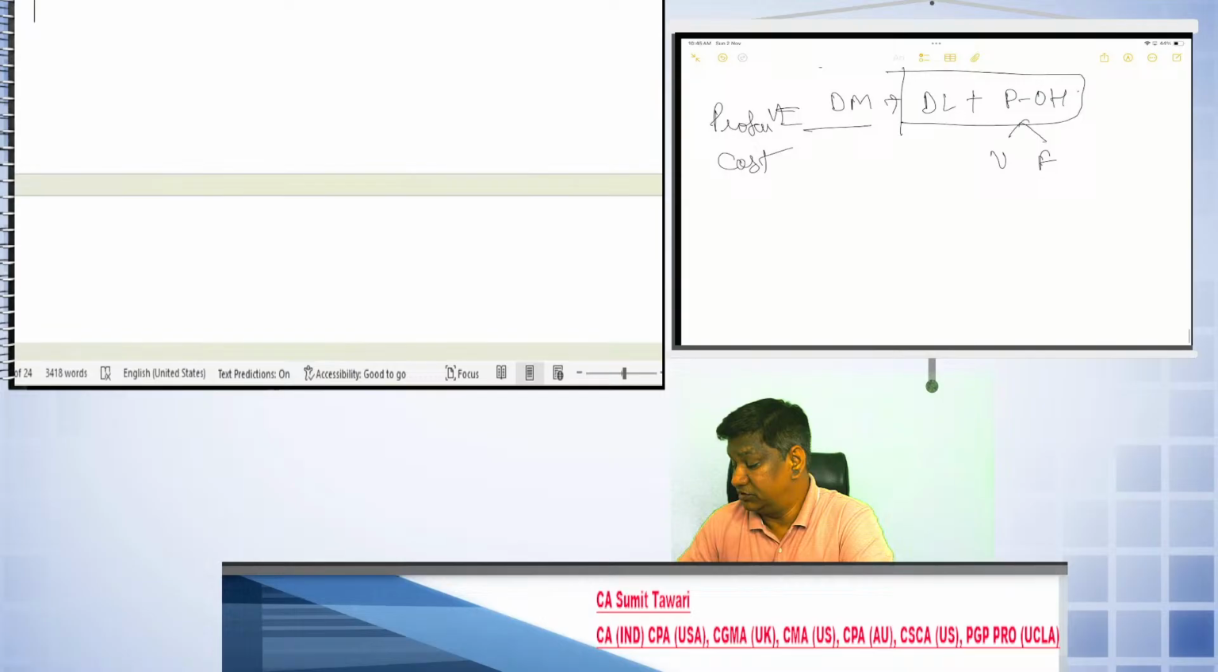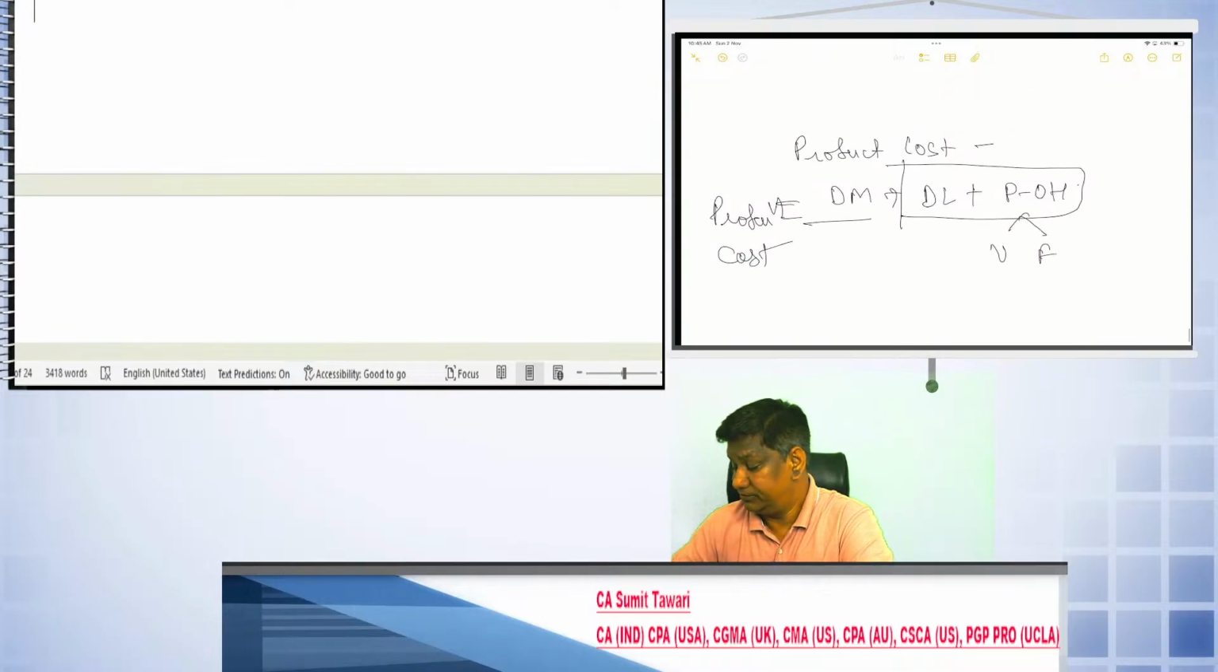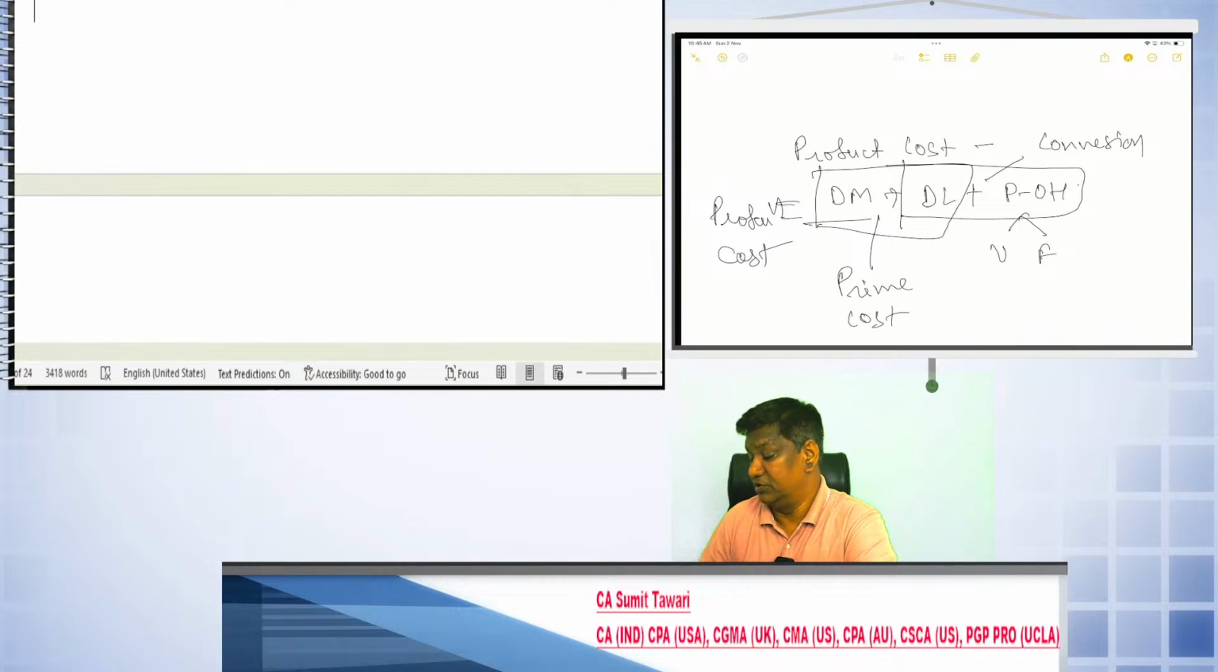So this is conversion. And if I consider this one, then it is my prime cost, because without this I cannot do anything. So that's why it is my prime cost. It means the production overhead is avoidable, but the direct labor and direct material you cannot avoid. So that's why this is prime cost, and direct labor plus production overhead is conversion cost.